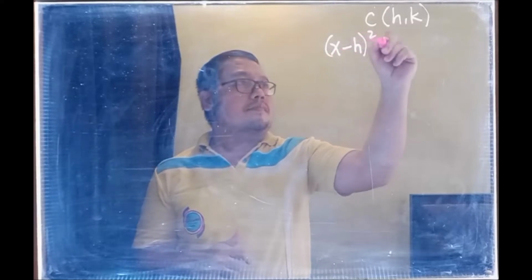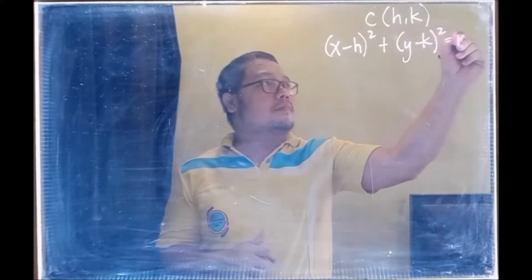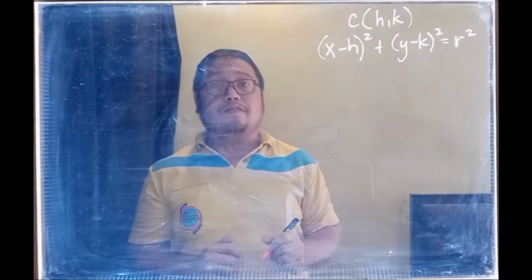This time, let's try to graph a circle that has its center at (h, k). And remember, the equation of the circle in standard form looks like this. Let's have our first example.